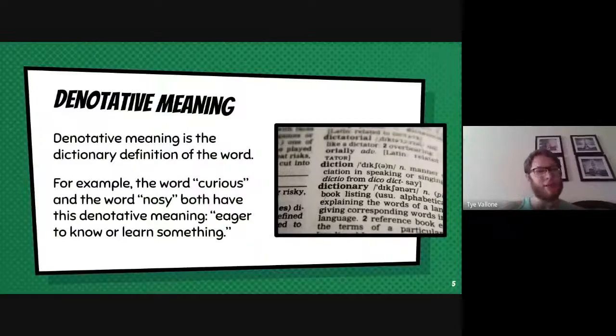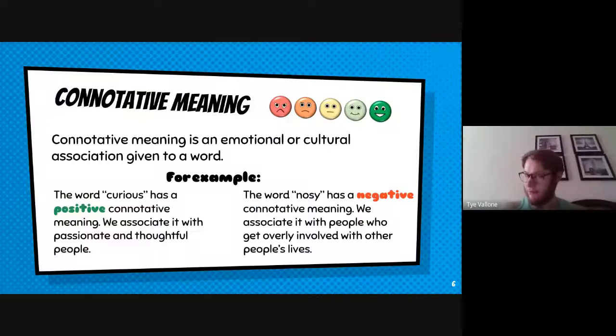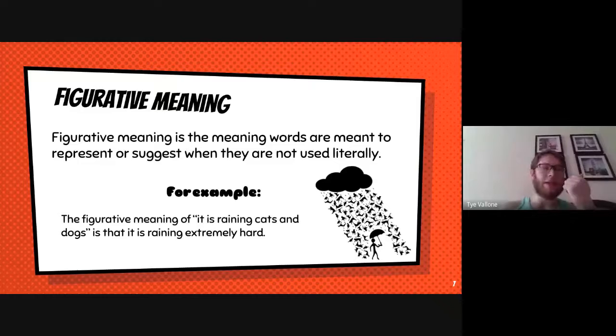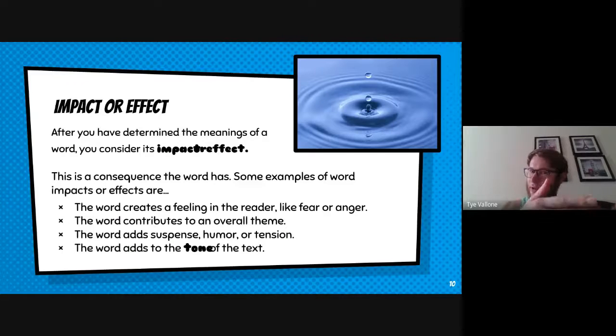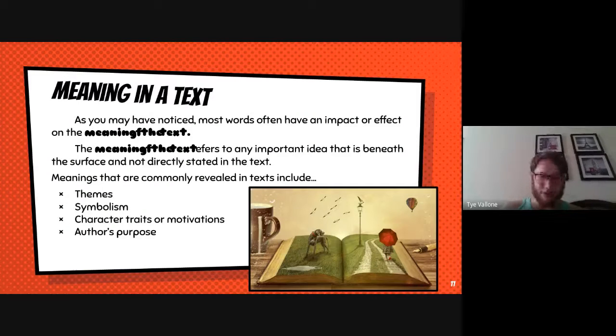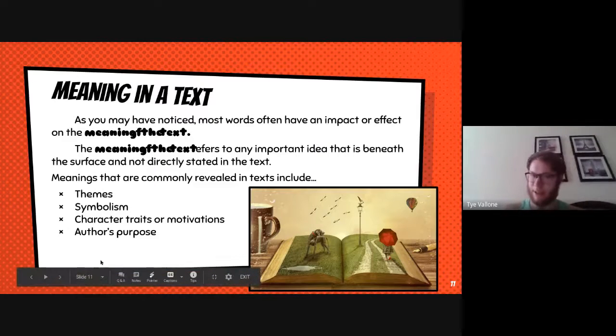So to recap so far, right, we have three different meanings for a word: denotative, connotative, and figurative. One means the dictionary definition, denotative. One means the cultural emotion or association we give to that word. That would be the connotative. And then one means what that word or phrase is trying to represent, not what it literally is saying. That would be the figurative meaning, right? And we know all three of those meanings can have an impact or effect on the reader. They can impact the meaning of a text, which is kind of what lies beneath the actual words themselves, the themes, the symbolism, right?